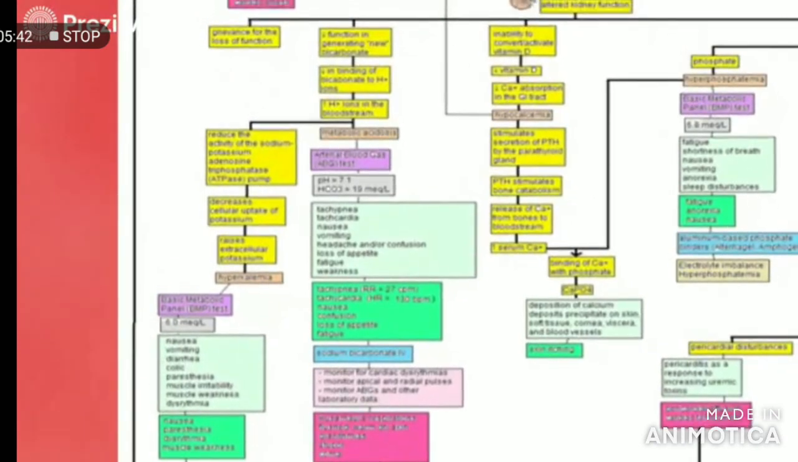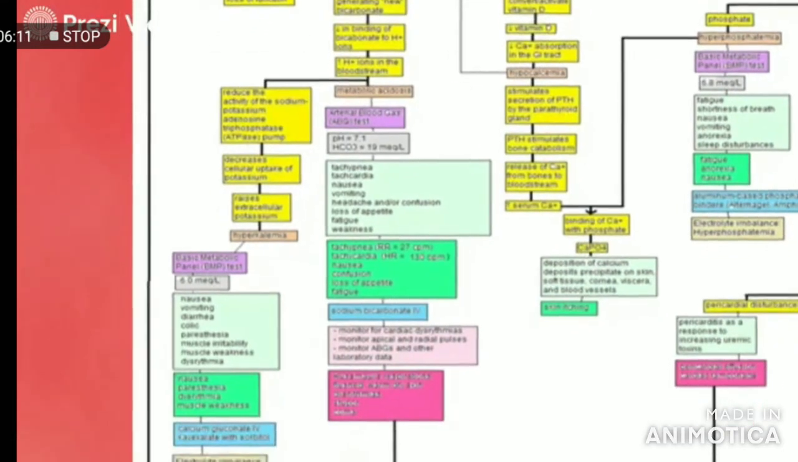Next we have metabolic acidosis. The diagnostic test done was an ABG test, or arterial blood gases. The pH is 7.1. The bicarbonate level is 19 milliequivalents per liter. The ideal signs and symptoms would be tachycardia, tachypnea, nausea, vomiting, headache and/or confusion, loss of appetite, fatigue, and weakness. What my patient experienced was tachypnea with a respiratory rate of 27 cycles per minute, tachycardia of 130 beats per minute, nausea, confusion, loss of appetite, and fatigue.